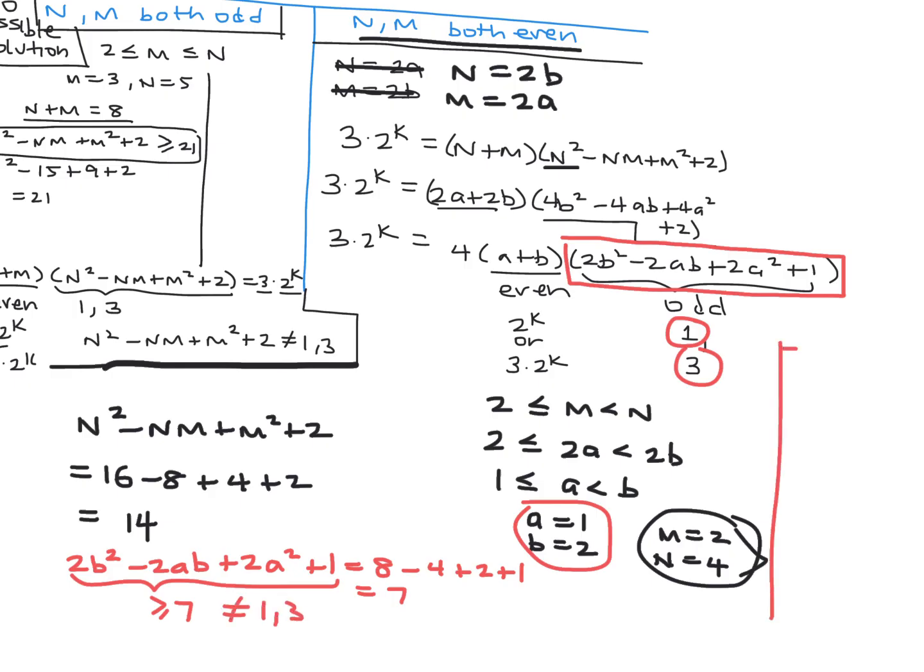So therefore, in grand conclusion, there are no two Hewitt numbers that sum to 9 times 2 to the power of k.